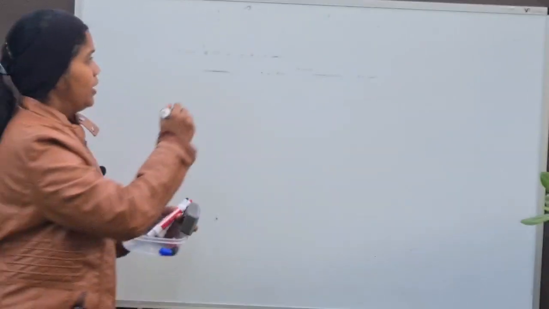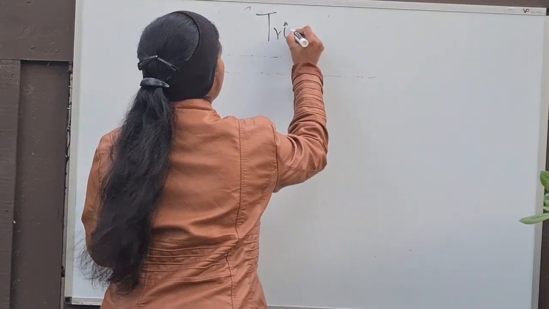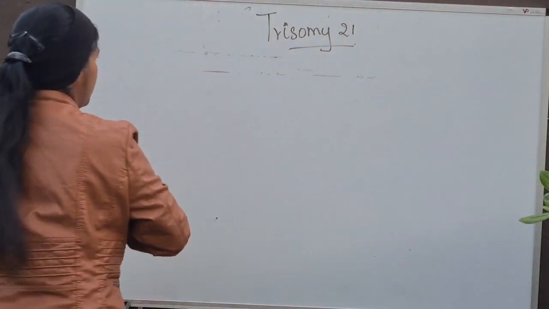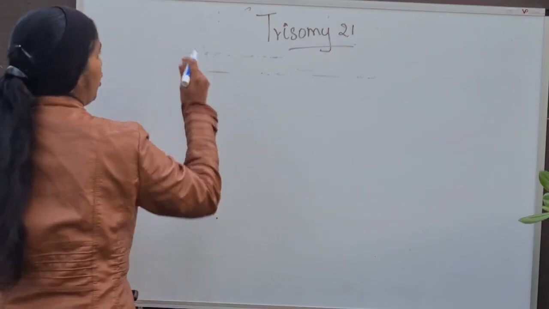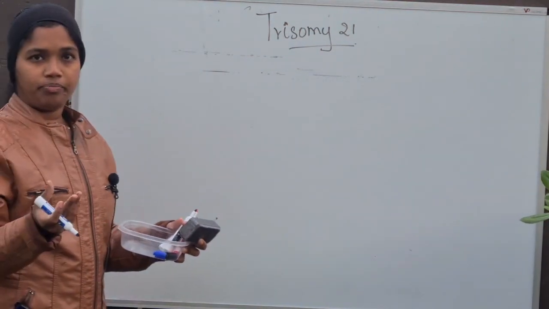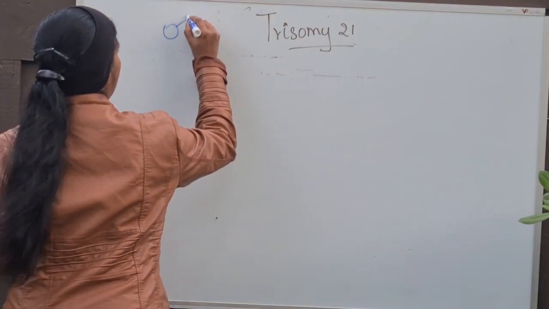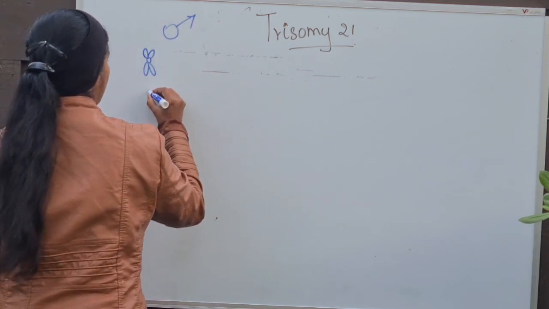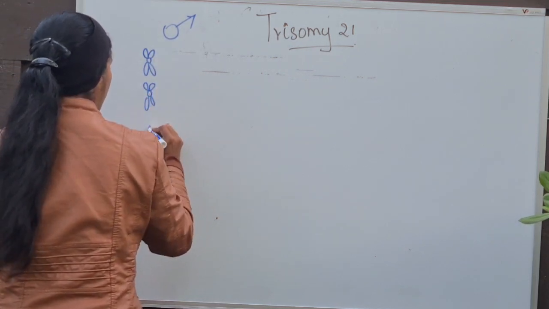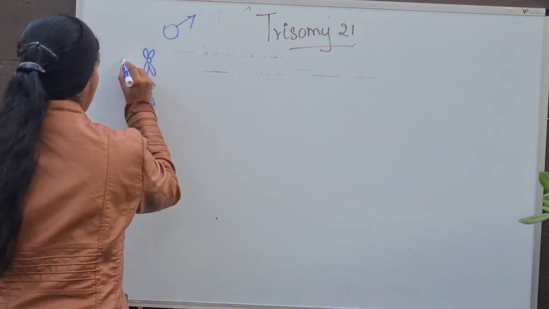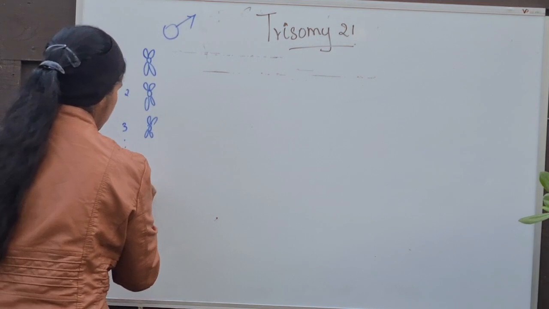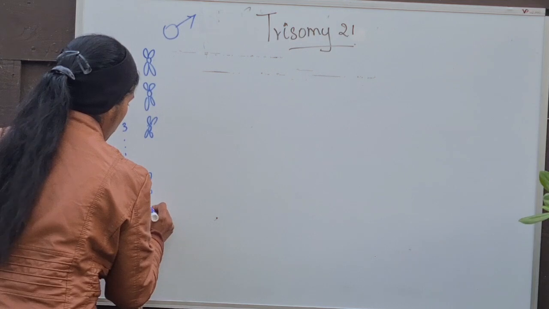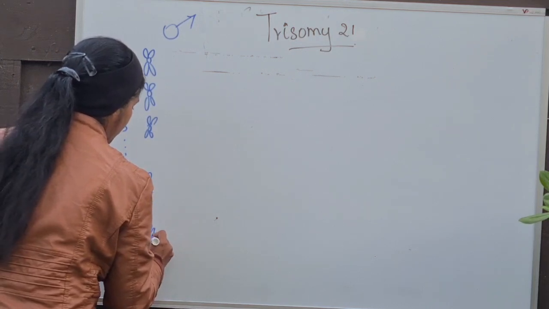Just about trisomy 21 and how it is getting transmitted. So if you see what happens normally, if we have a male, there will be 23 sets of chromosomes, right? So totally 46 chromosomes. So 1, 2, 3, and similarly, and this is the 21st chromosome, and 22 and 23, right?